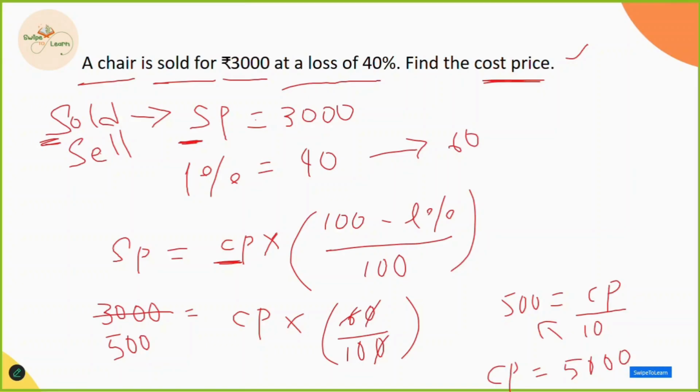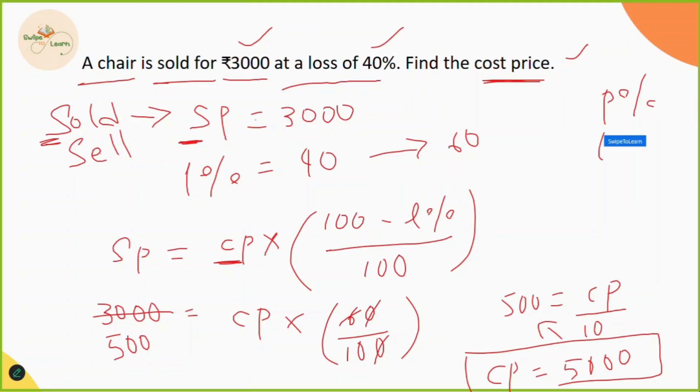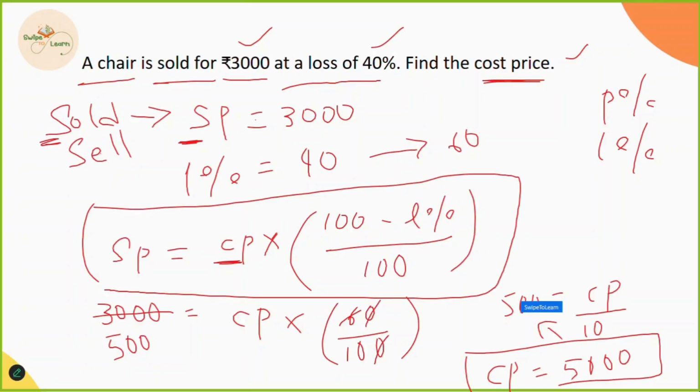So it is very simple to calculate the CP when the loss percentage and selling price are given. Whenever a selling price or a cost price is given along with either profit percentage or loss percentage, the simple formula we use is: selling price equals cost price into 100 plus or minus profit or loss percentage, divided by 100. You must remember this formula to solve any profit and loss question.